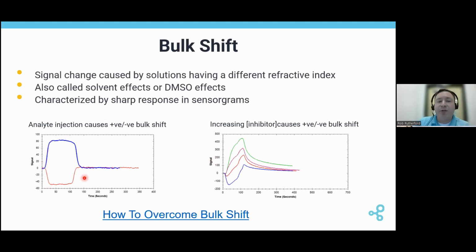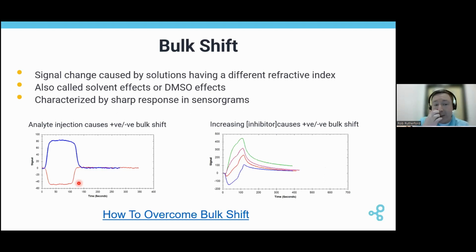So in the first figure you see here, both the blue and the red lines are examples of bulk shift. And it's caused when the running buffer you're passing through the system isn't matched to the buffer you've used for your analytes. So sometimes we can see this even when the running buffer is the exact same thing, but the running buffer has been in the system for a couple of days versus your analyte buffer is freshly made. So it doesn't always have to mean it's unequal in components or concentrations of various components. It can mean something as simple as age.